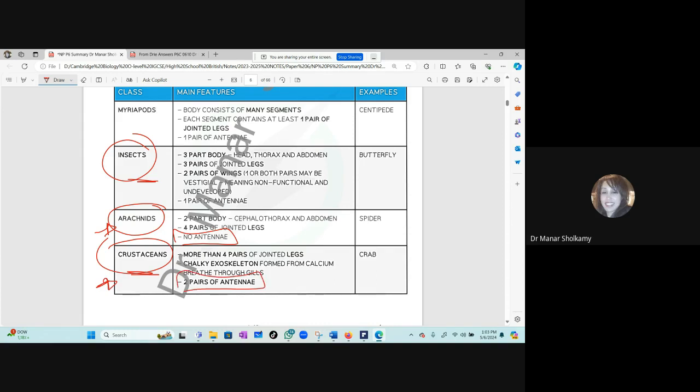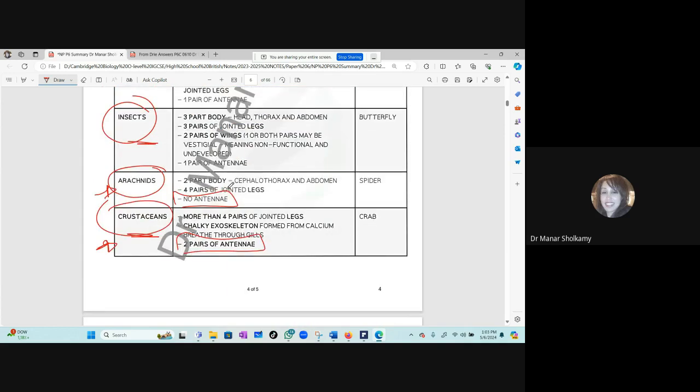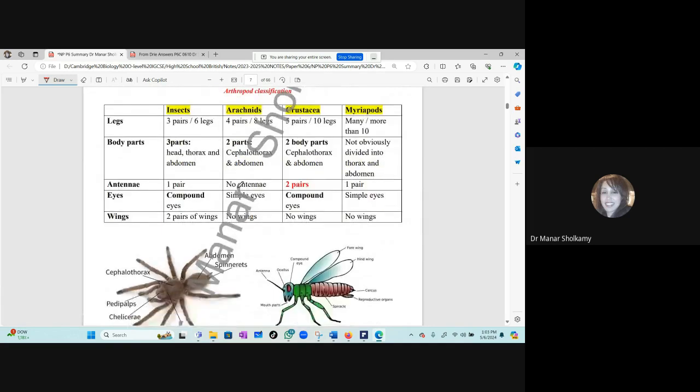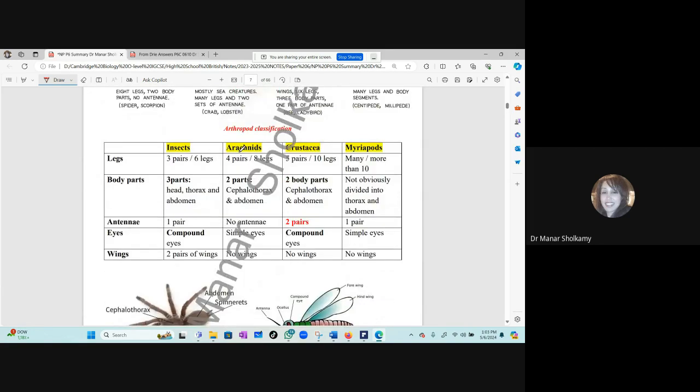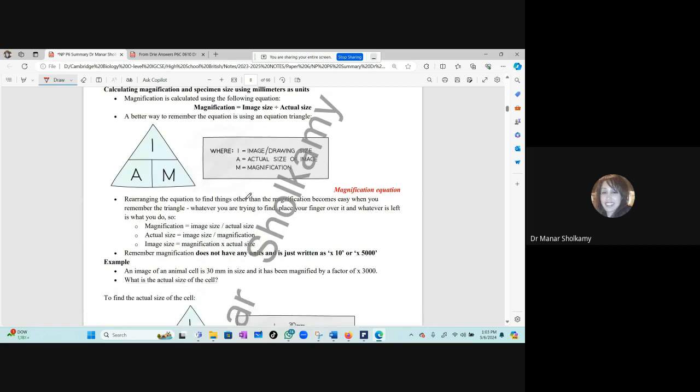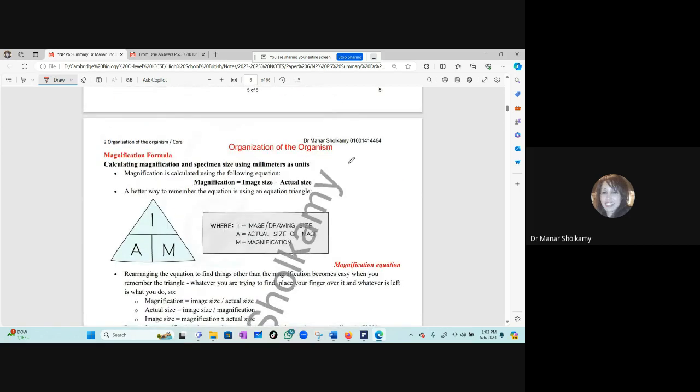Now, this is significant, because they usually ask you about what is really different. The myriapods, of course, have many, many pairs of legs. And they usually ask about the eyes and the legs and the antenna. So please revise those. Okay, you have them here. The antenna: crustaceans have 2 pairs. And the eyes: it's the insects and the crustaceans that have compound eyes. Who does not have antenna, zero antenna? The arachnids. Okay, so don't forget that. So this is what you can get concerning paper 6 and classification.